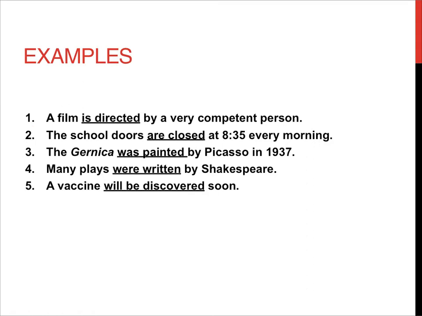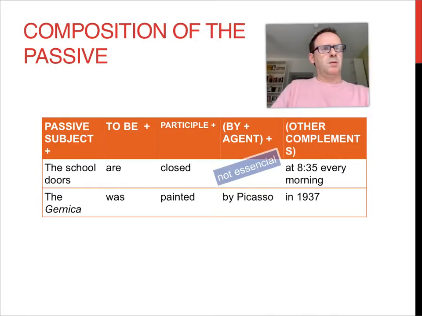In the first sentence, you can see that a film is directed by a very competent person. Number two, you can read that the school doors are closed at 8:35 every morning. In number three, the Guernica was painted by Picasso in 1937. In number four, many plays were written by Shakespeare. And in number five, a vaccine will be discovered soon. In all of them, you've got the same structure, okay?